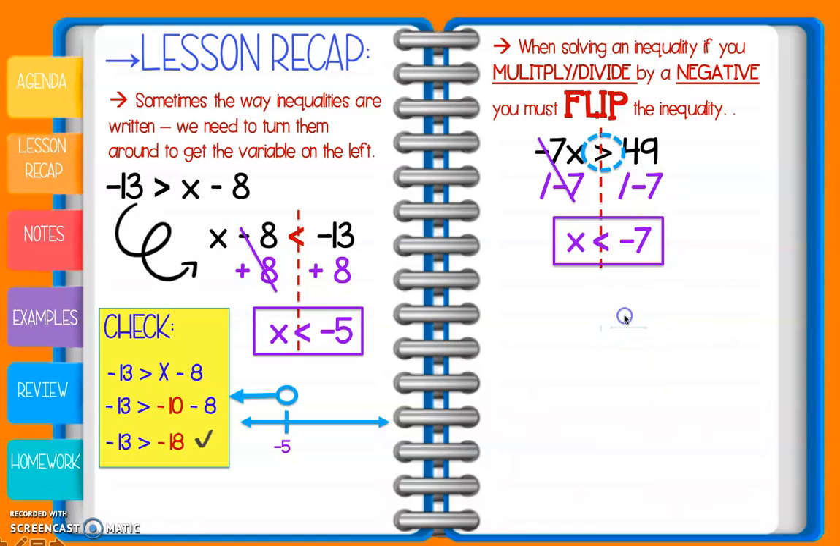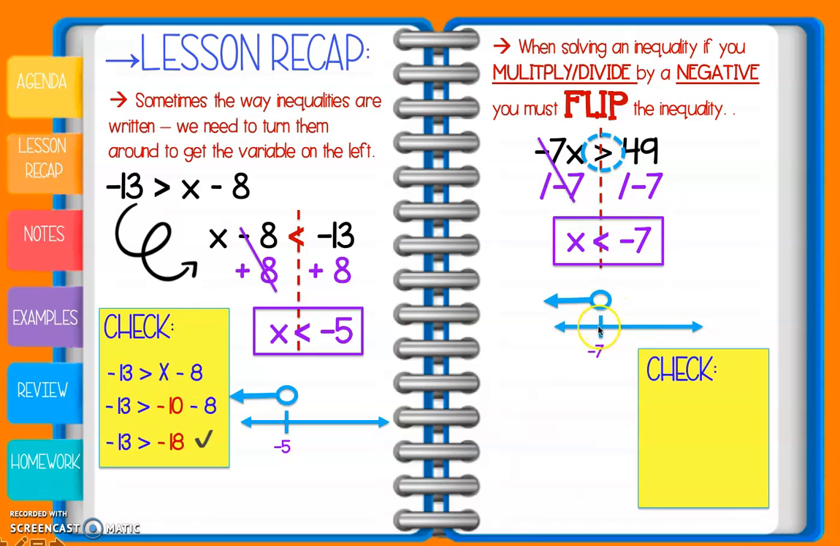Okay, so let's graph our solution set. We're going to plot our negative 7. It's less than, so we have an open circle and a line to the left. Okay, now to check, we can pick anything in the solution set. So that's anything that's less than negative 7. Okay, now you're always going to want to use your original inequality. Okay, so my original inequality was negative 7x is greater than 49.